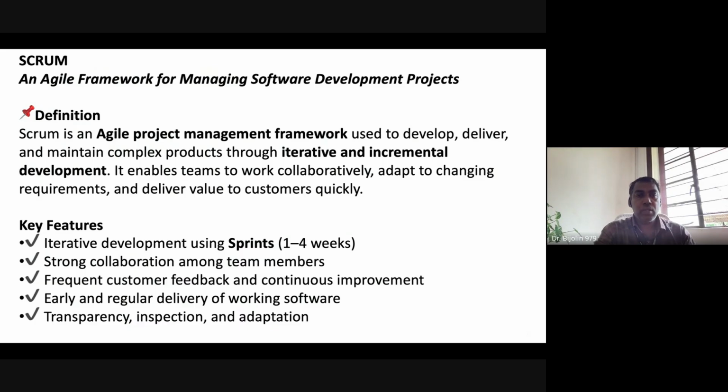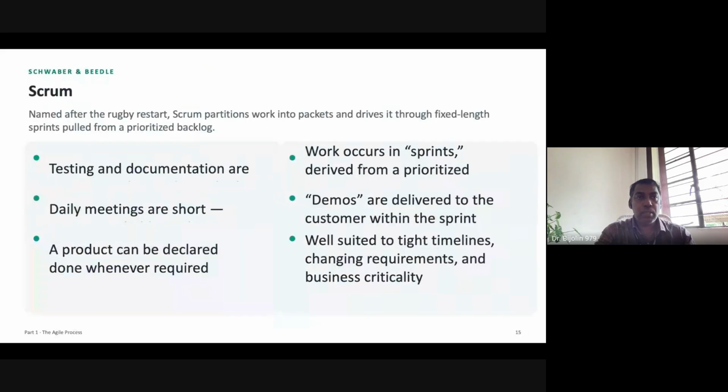The main key features are iterative development that happens as sprints of 1 to 4 weeks. Strong collaboration among team members happens. Frequent customer feedback and continuous improvement also happen. Early and regular delivery of working software will be implemented on a daily or weekly basis. Transparency, inspection, and adaptation will also be quickly implemented.